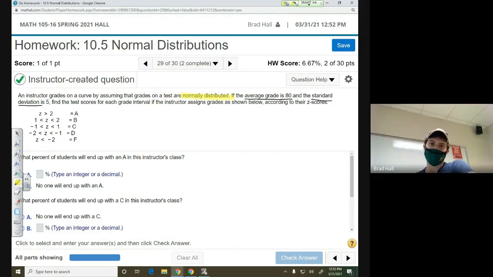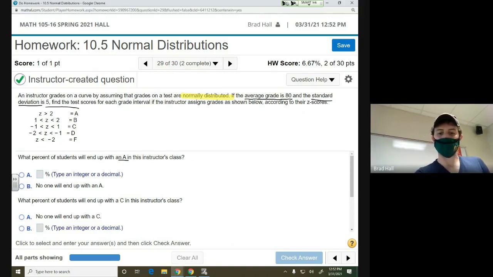So when we have a normal distribution, we can use the 68, 95, 99.7 rule to help us determine what percentages belong in which intervals, and these intervals being characterized by increments of the standard deviation. Again, it sounds a little bit more technical when I use the verbiage like that. So let me just go ahead and show you all by starting off with the first part. What percent end up with an A?